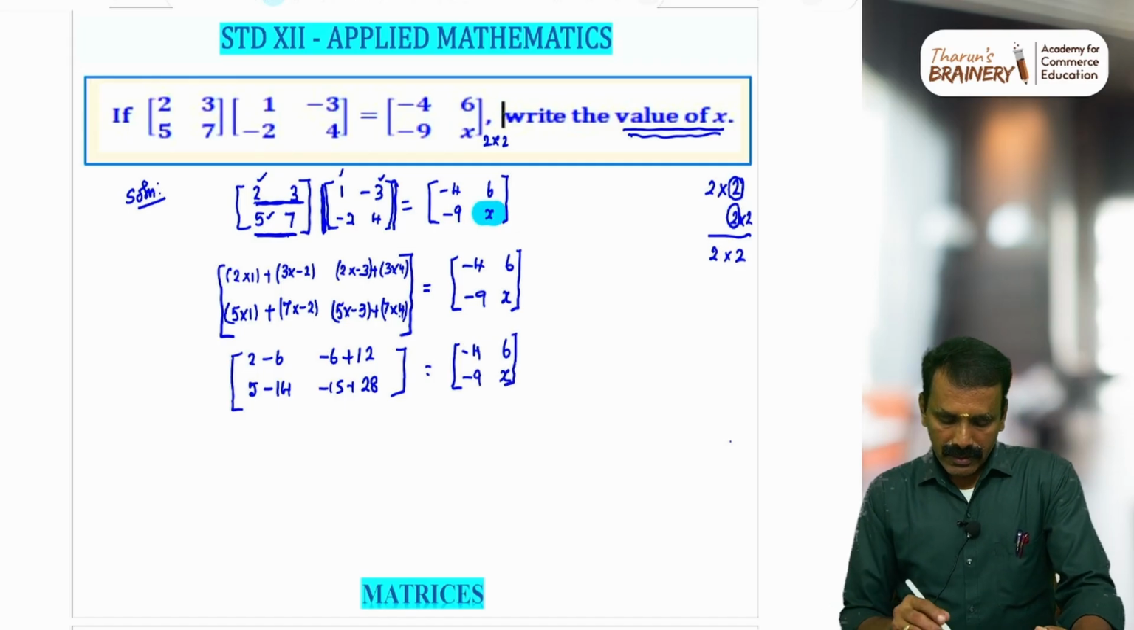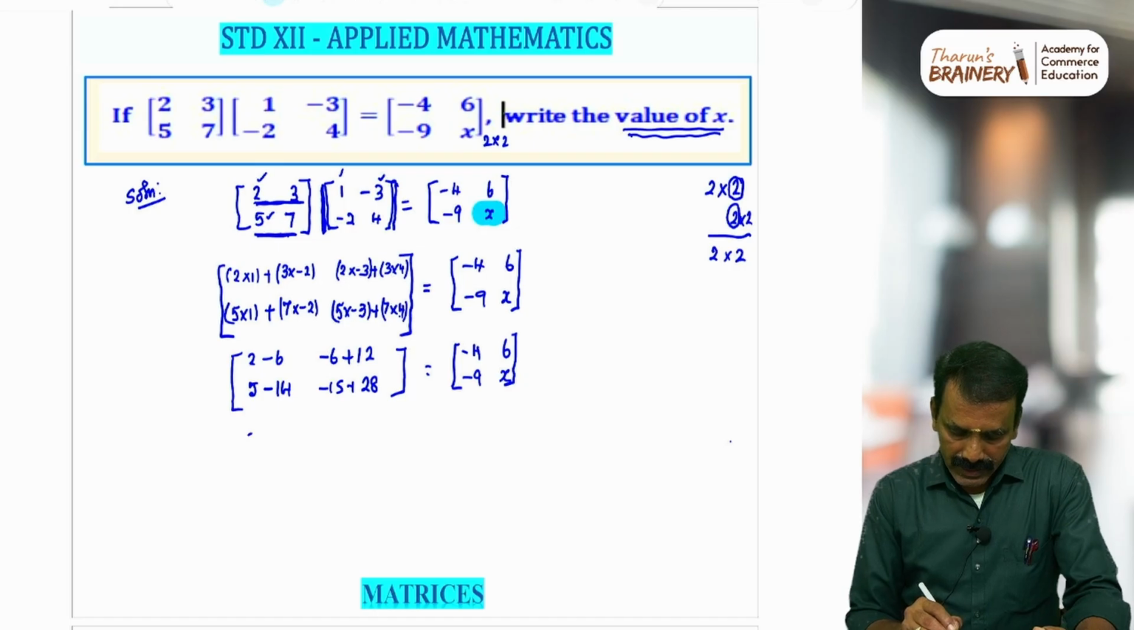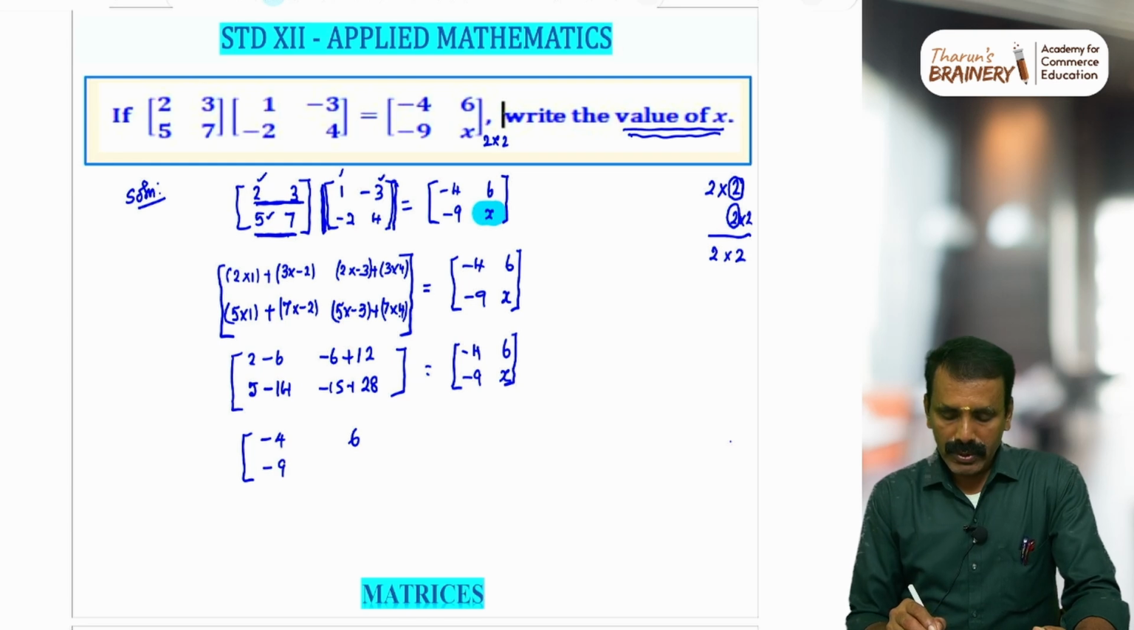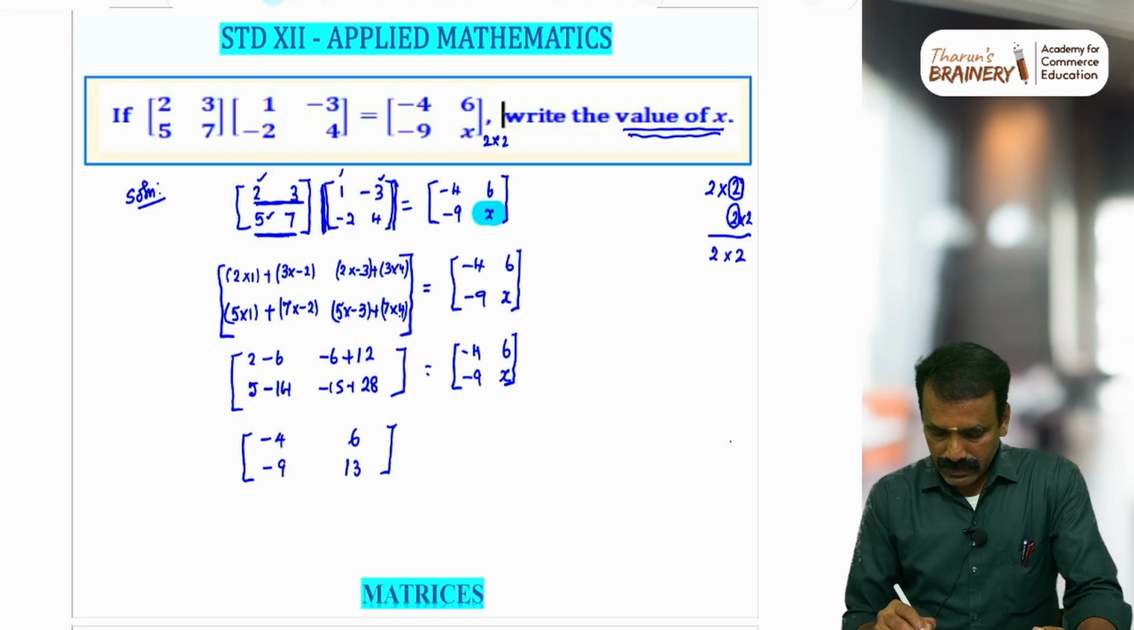Okay. Now we simplify the left hand side. When you simplify the left hand side, the answer is going to be minus 4, minus 6 plus 12 will be plus 6, 5 minus 14 is minus 9, minus 15 plus 28. So both have different signs. Okay. So we subtract the smaller one from the bigger one and put the sign of the bigger number. So it is plus 13, which is equal to minus 4, 6, minus 9, x.